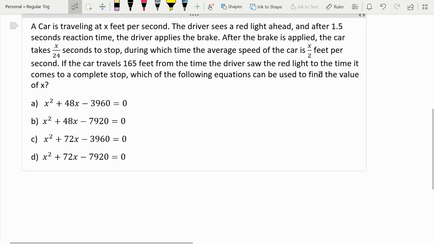Now, let's look at this second one. This one's a really, really tough one. Stick with me though, we'll get through it.